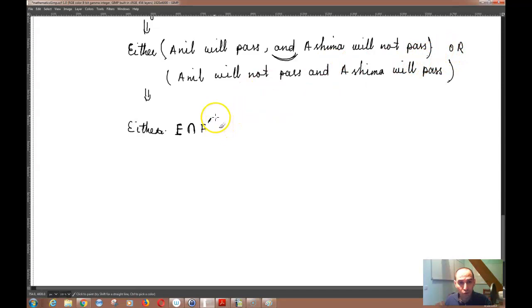So either this, or you can say Anneal will not pass and Schema will pass. So Anneal will not pass would be E prime, and you have an and over here, so you use the intersection, and then Schema will pass would be F. And of course you know that these two events are supposed to be mutually exclusive, meaning this excludes the other one.